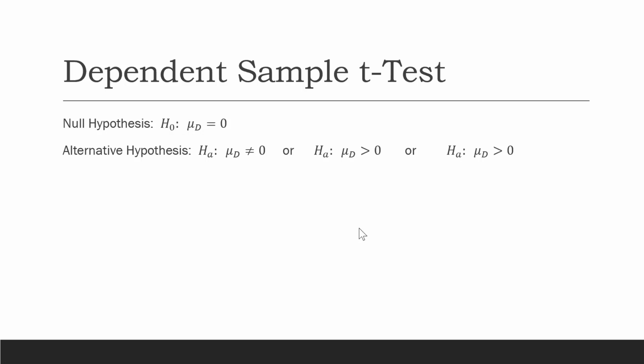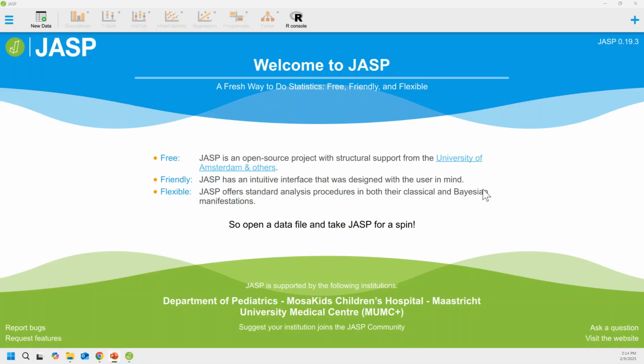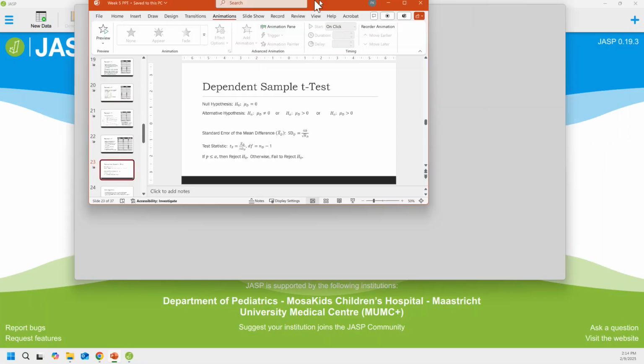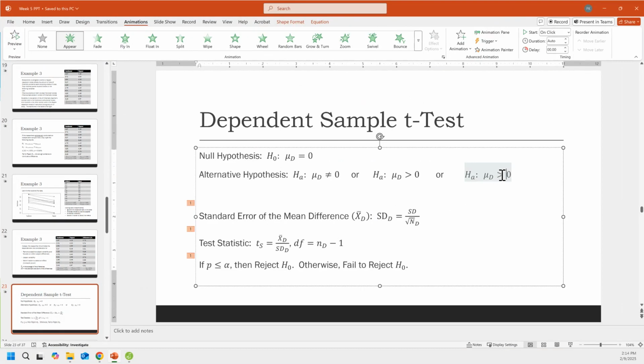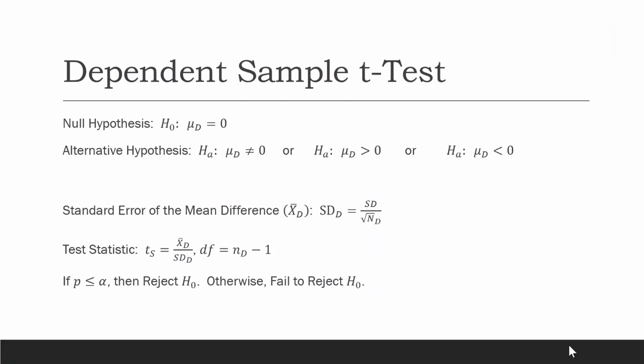And then we can have one of three alternative hypotheses, right? And we're kind of getting used to these alternative hypotheses. You can have a non-directional alternative, that's mu sub d does not equal 0, or you can have mu sub d less than 0 or mu sub d greater than 0.